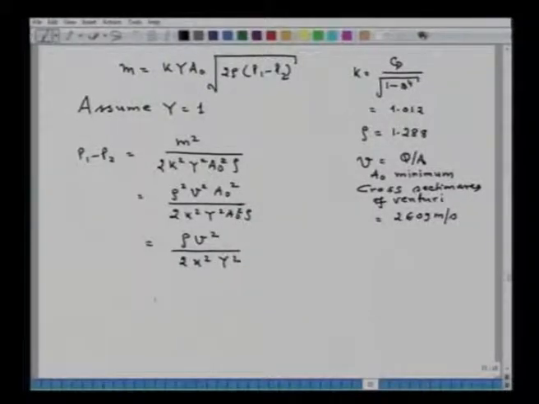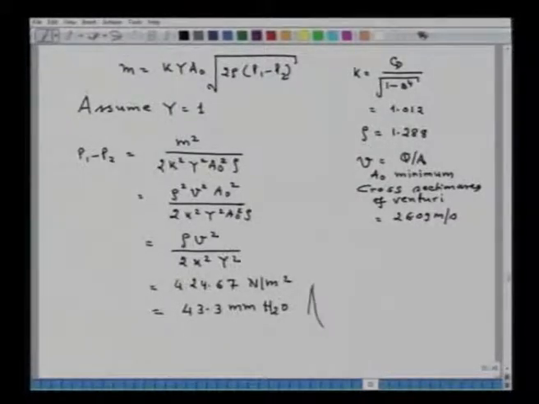So, if I substitute the value, I will be getting 424.67 Newton per meter square, that translates into 43.3 millimeter H2O. So, in fact, that is my answer, that is, a manometer can handle 43.3 millimeter of water as the maximum pressure difference.